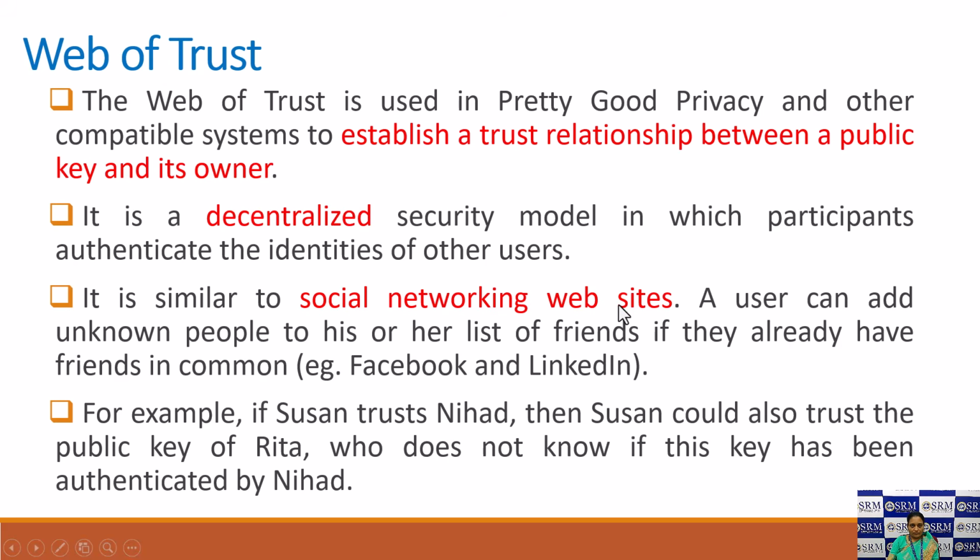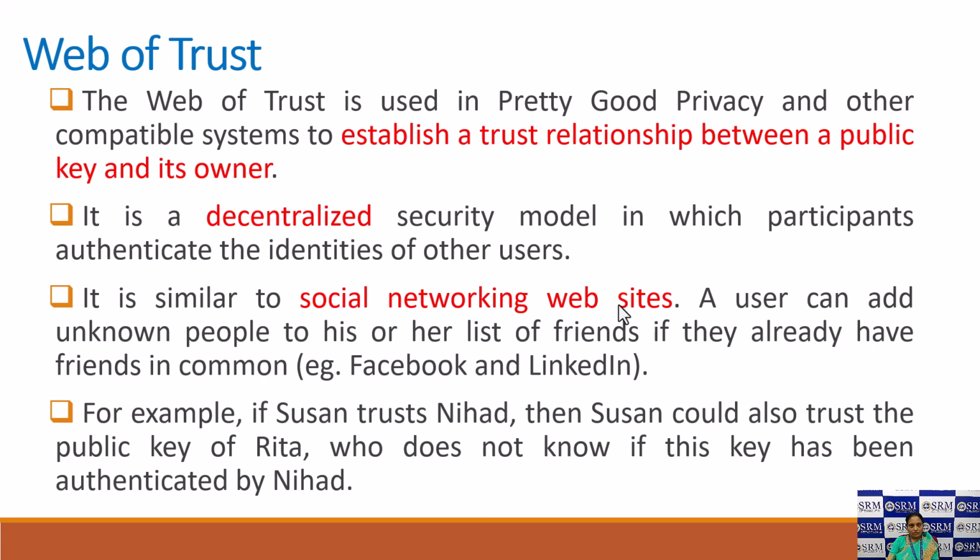The first one is web of trust. As I told already, web of trust is used in Pretty Good Privacy and other compatible systems to establish a trusted relationship between a public key and its owner. So let us go back and try to understand what a public key is. In asymmetric key cryptography, there are two types of keys, the public key and the private key, right? I gave an example also for that.